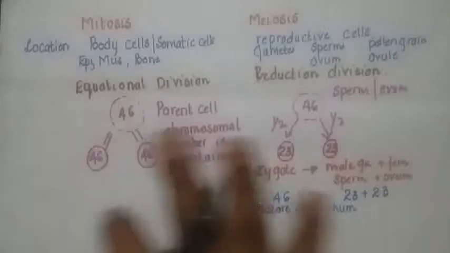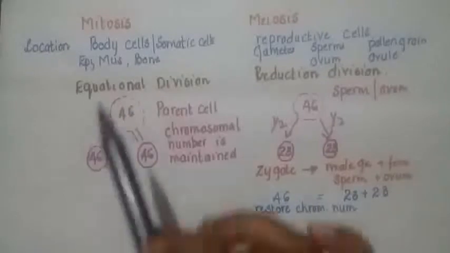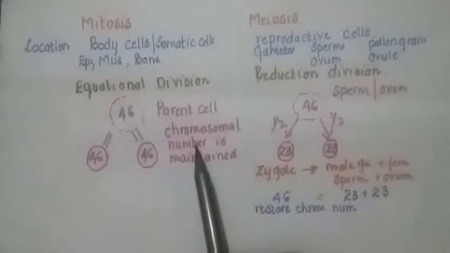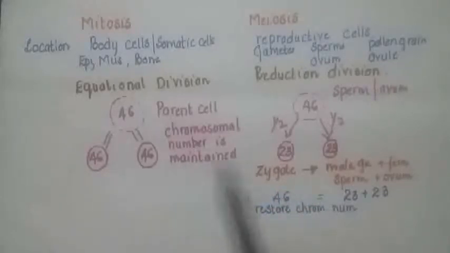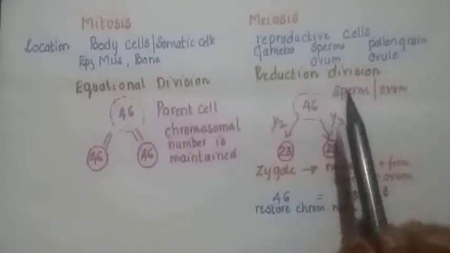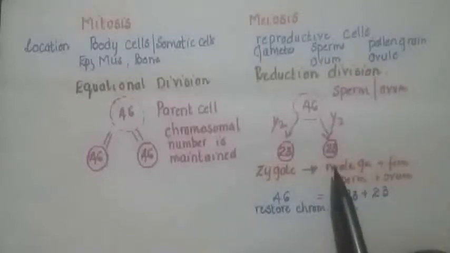So what is the major difference between mitosis and meiosis? In case of mitosis, the newly formed cells will have the same number of chromosomes as that of the parent cell. So the chromosomal number is the same. But in case of meiosis, we call meiosis a reduction division because the chromosomal number is reduced to half of the original number.